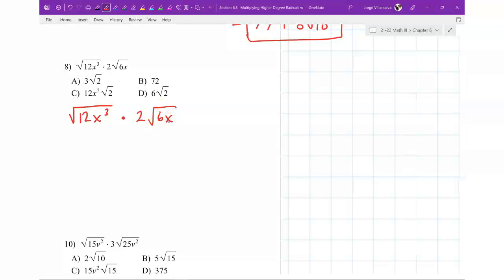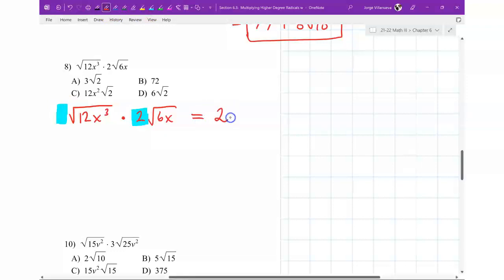Now, since I have variables, I'm going to multiply things out, and I'm going to try my best to simplify this as much as possible. So if I multiply these together, notice this is a whole number. This one doesn't have one. Well, it is. It's a 1 there, right? So 2 times 1 is 2, so I'm just going to put 2. And then the square roots, I'm going to multiply them out. 12 times 6 is 72. And then x cubed times x is x to the 4th.